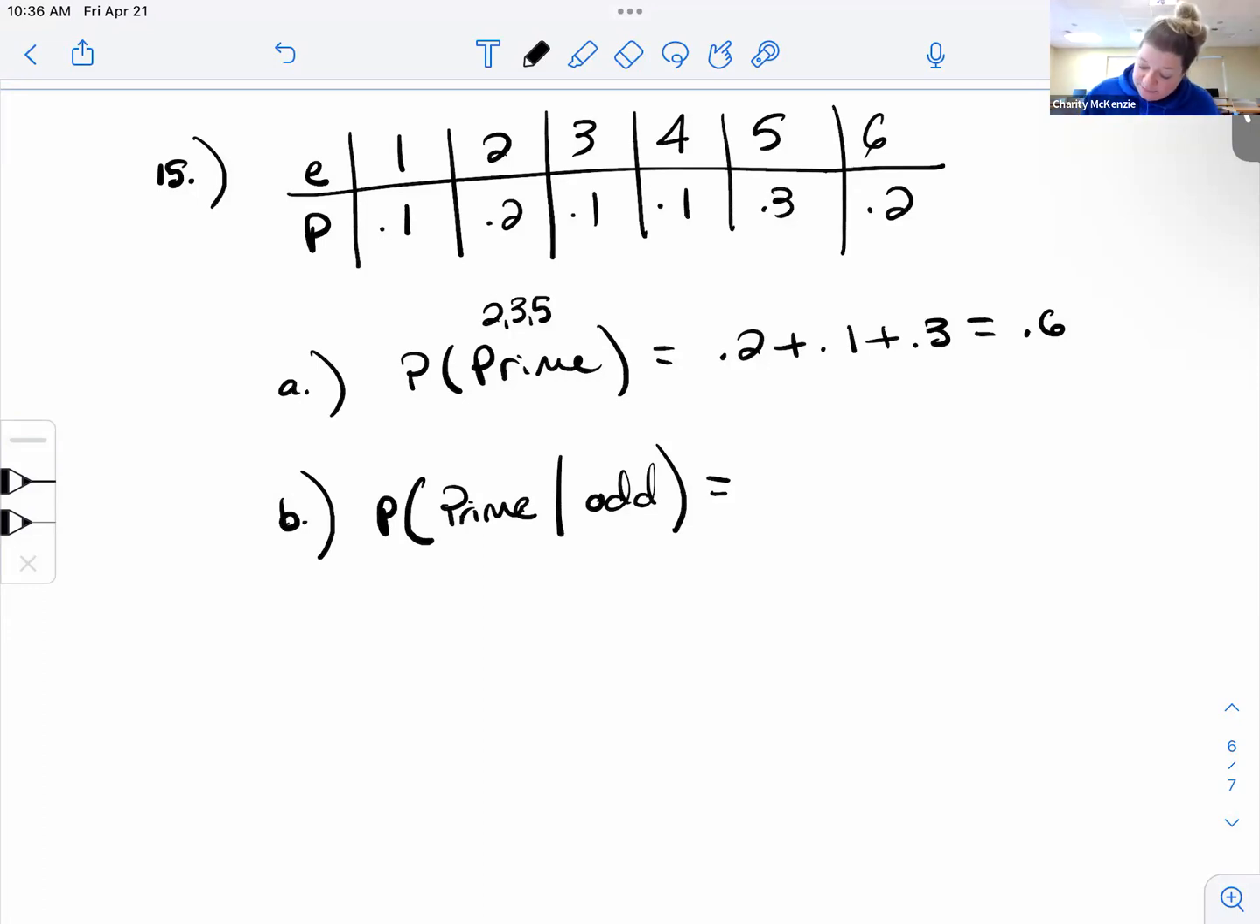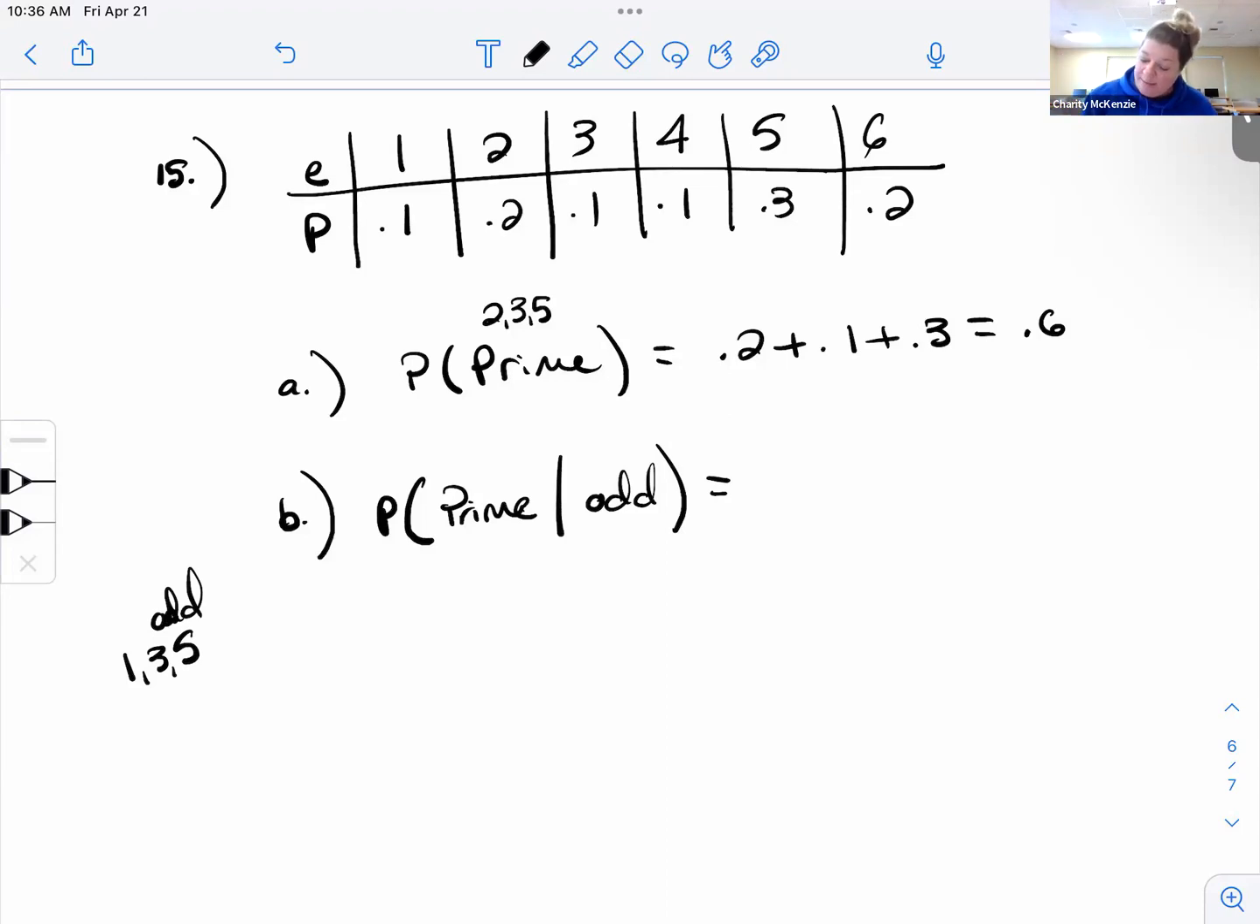So odds, just think of your odds, are going to be 1, 3, and 5. Those are odd numbers. So where are they both? They both will be where you have the 3 and the 5. So 2 of them overlap, the 3 and the 5.